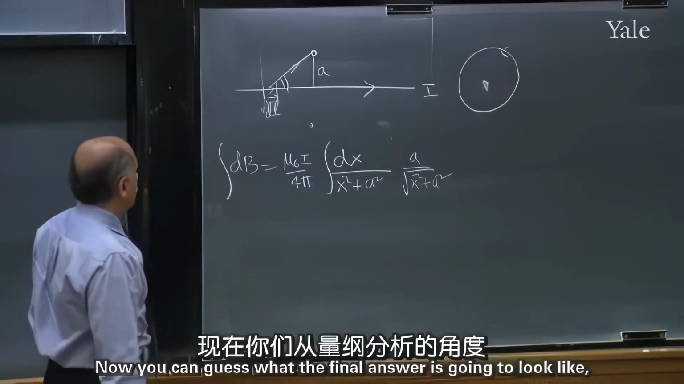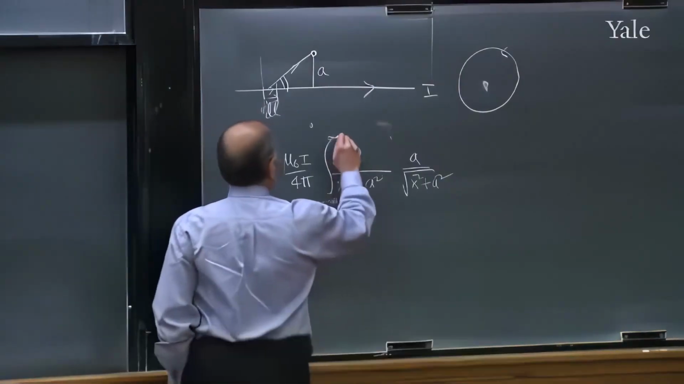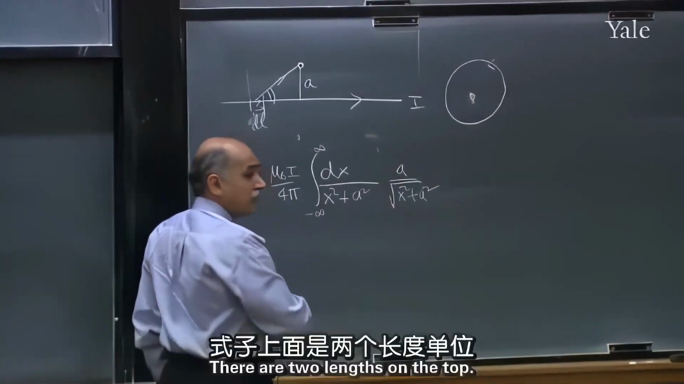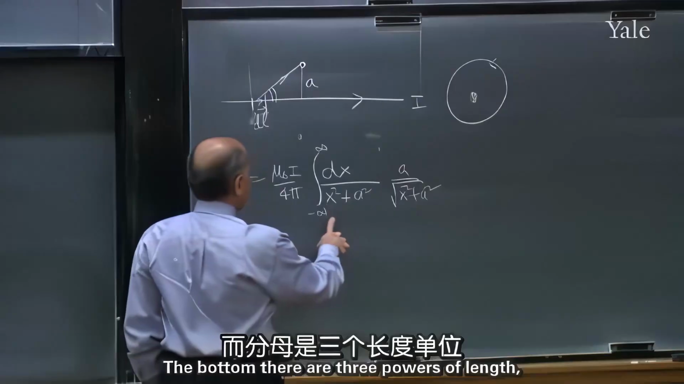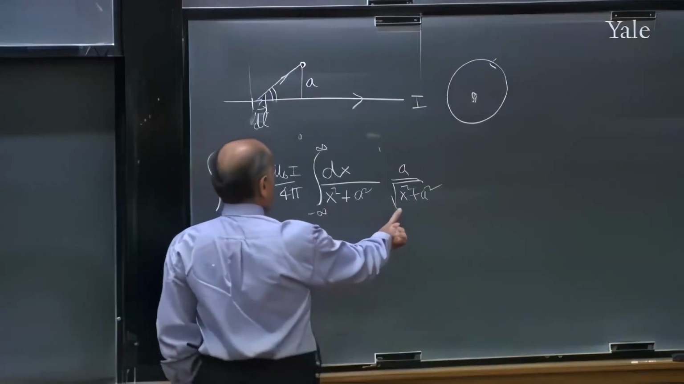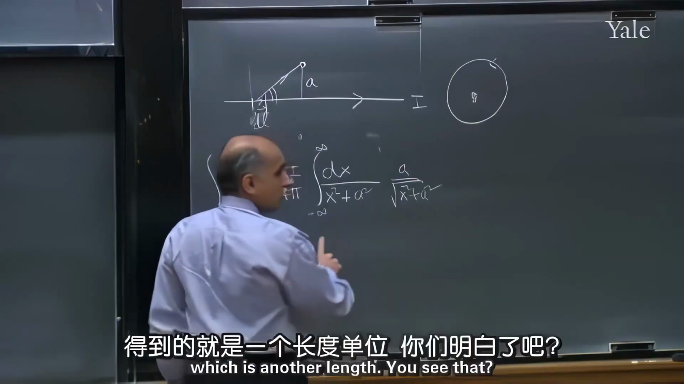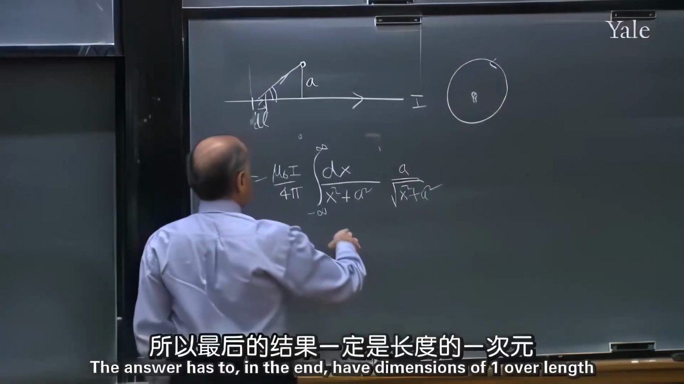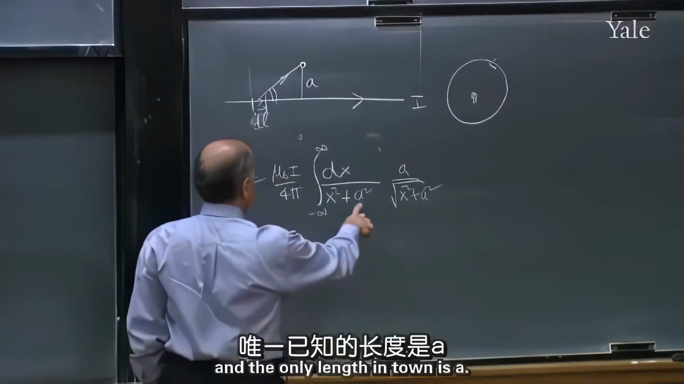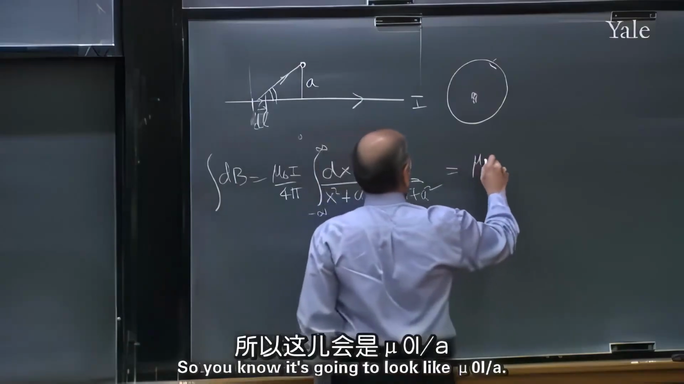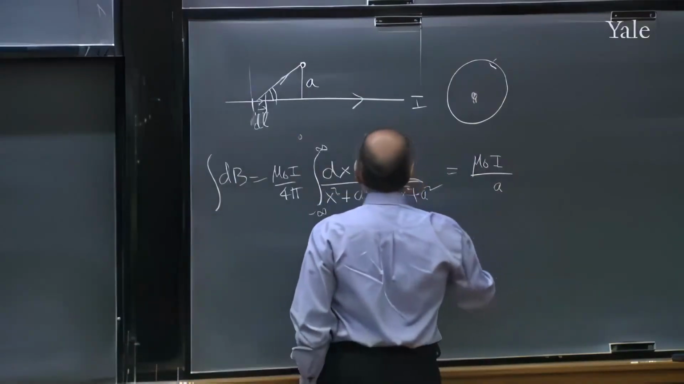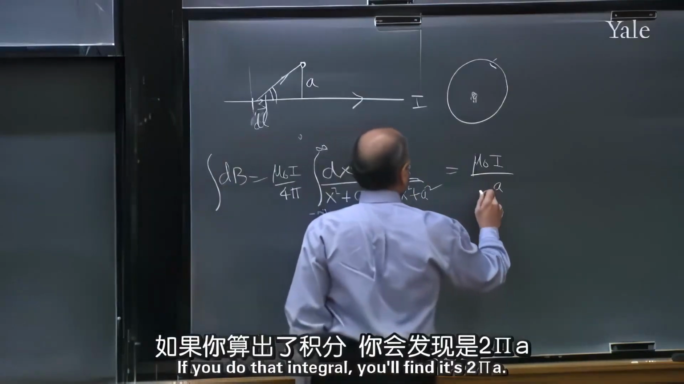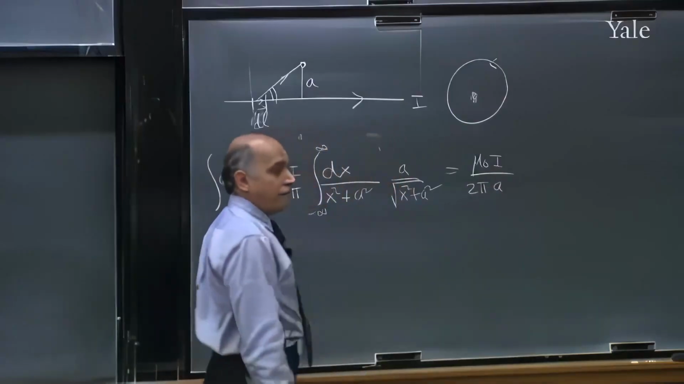Now you can guess what the final answer is going to look like just from dimensional analysis. dx is a length, a is a length. There are two lengths on the top. The bottom has 3 powers of length: an x squared or a squared from this one, and a square root of a length squared, which is another length. You see that? 2 powers of length on the top, 3 in the bottom. The answer has to, in the end, have dimensions of 1 over length. The only length in town is a, so you know it's going to look like mu 0 I over a, but then it could be half of a or 10 times a. If you do that integral, you'll find it's over 2 pi a.